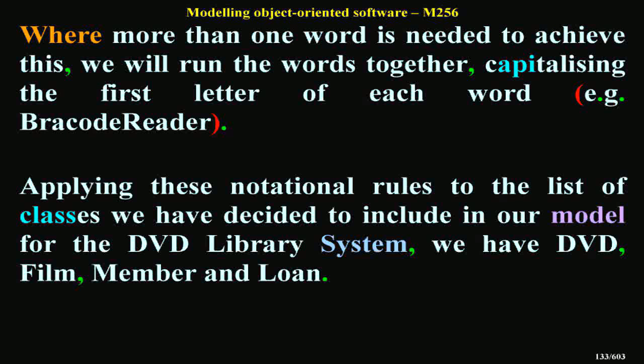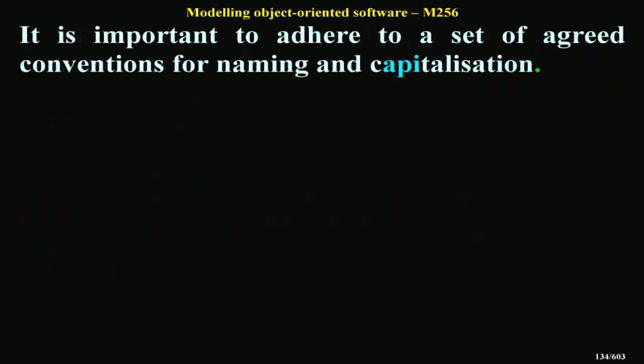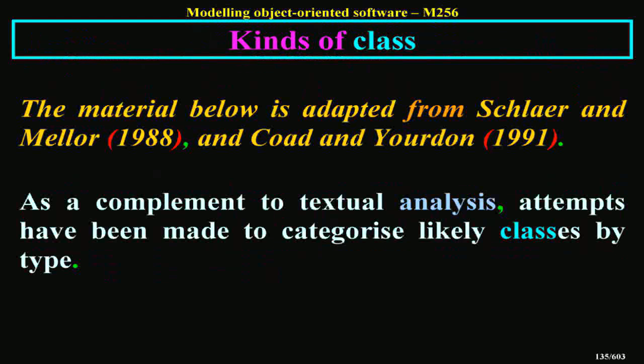Applying these notational rules to the list of classes we have decided to include in our model for the DVD library system, we have DVD, Film, Member and Loan. It is important to adhere to a set of agreed conventions for naming and capitalization. Kinds of class. The material below is adapted from Schleyer and Mellor 1988, and Coad and Jordan 1991. As a complement to textual analysis, attempts have been made to categorize likely classes by type.